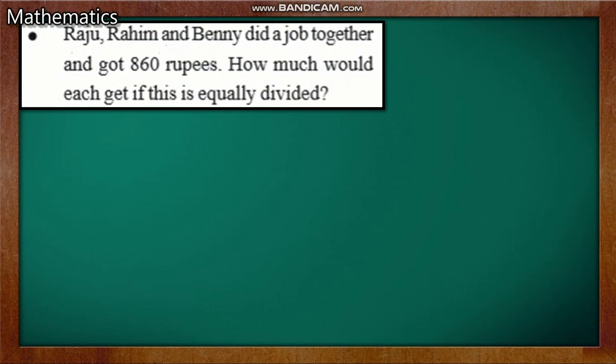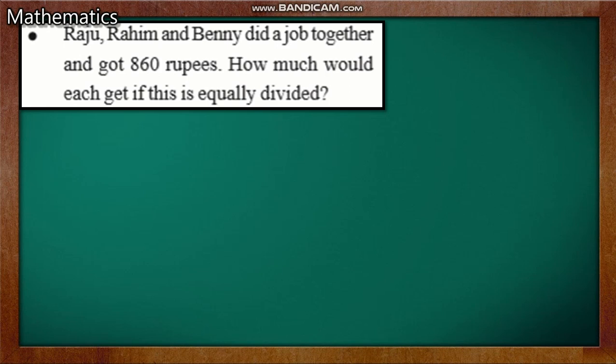There's a question in your textbook. Raju, Rahim, and Benny did a job together and got 860 rupees. How much would each get if this is equally divided? Okay, I am reading the question once again. Raju, Rahim, and Benny did a job together and got 860 rupees. Then how much would each get if this is equally divided?